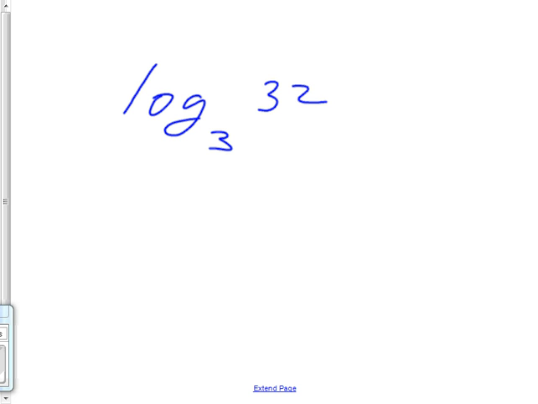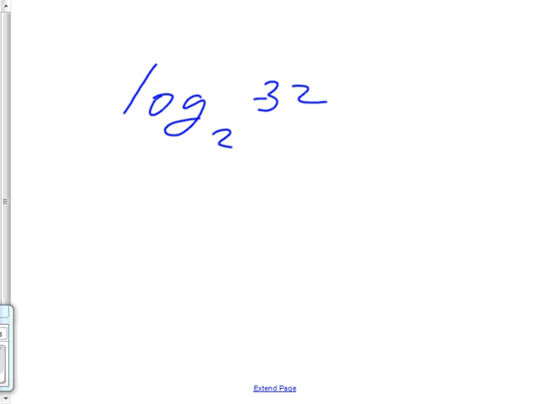How about, what if I change this to a log base 3? Could you do it now? Yes. Could you do it in your head? No. Okay. How about now? Could you do it in your head? Yes, because 32 can be written as 2 to the 5th. 2 to the 4th is 16, 2 to the 5th is 32. And therefore, 5 is the answer.